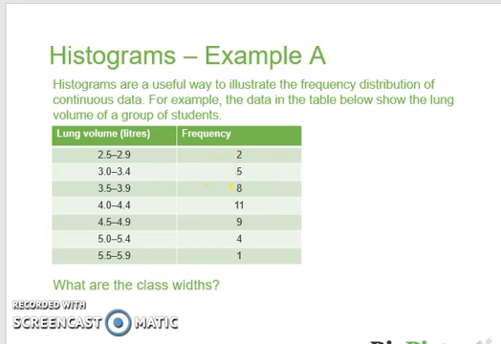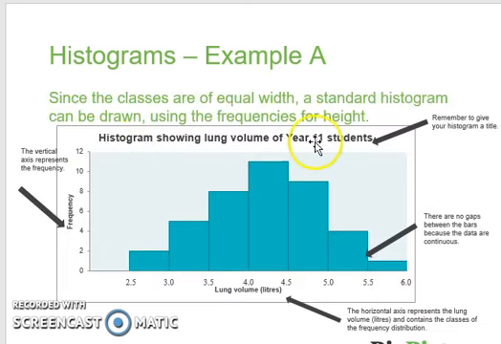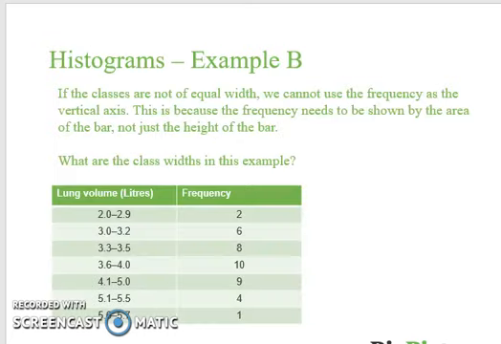In this case, it is very easy to plot a histogram like this. We can just plot the data values, that is the class widths, and the frequency against this. But if you check into this example, here also the lung volume is given and the frequency is given. But what is the difference of this from the first case? Here the lung volume is 2.0 to 2.9 in the first case, 3.0 to 3.2 in the second case, 3.3 to 3.5 in the third case, and so on. So what is the class width here?